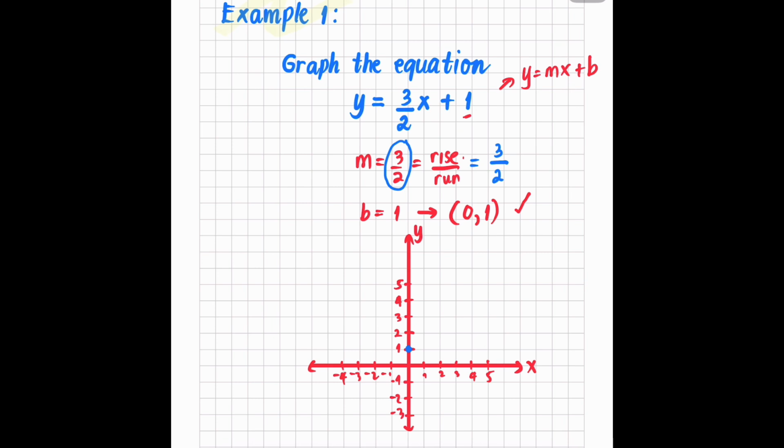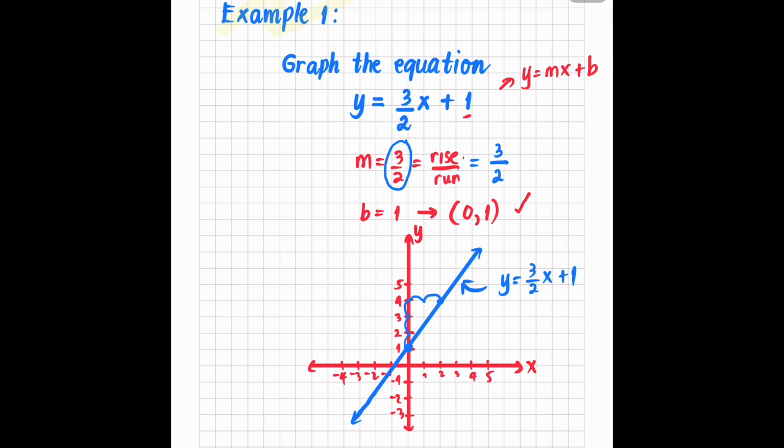So let's go up 3 units. 1, 2, 3. And then we go 2 units to the right from where we stopped. 1, 2. So this is where the second point is. And if you already have 2 points, then you can draw a straight line graph connecting them. So that is the graph of y = 3/2x + 1.